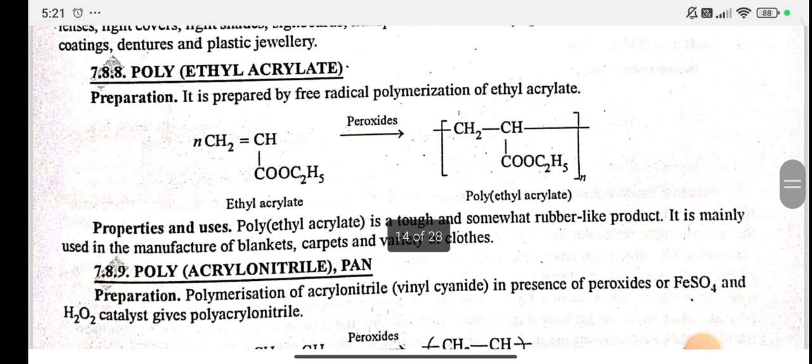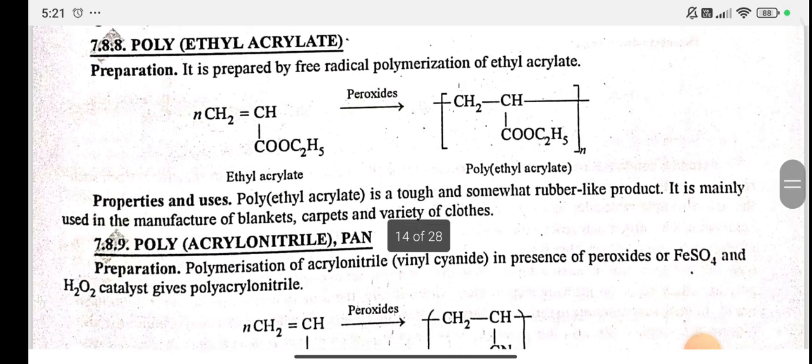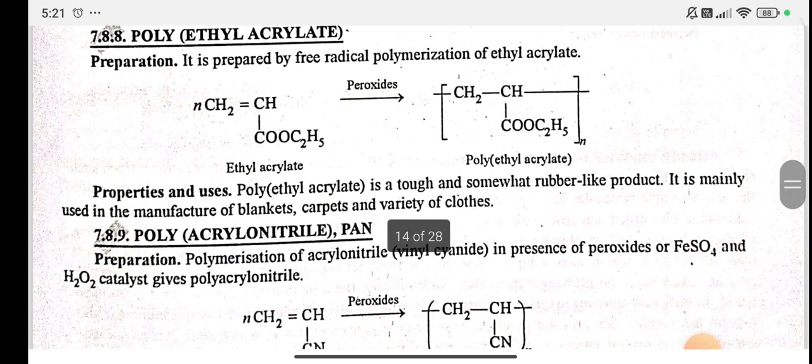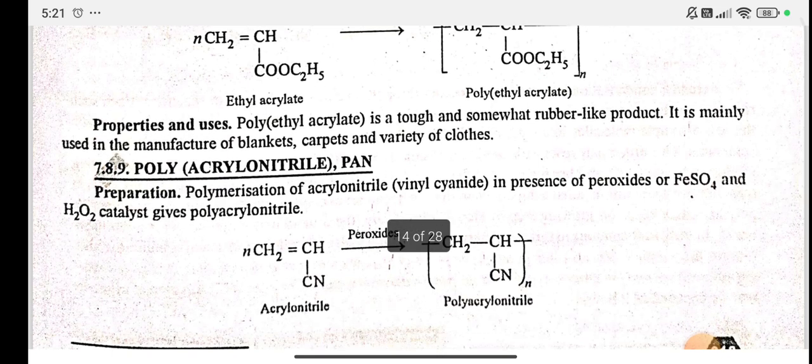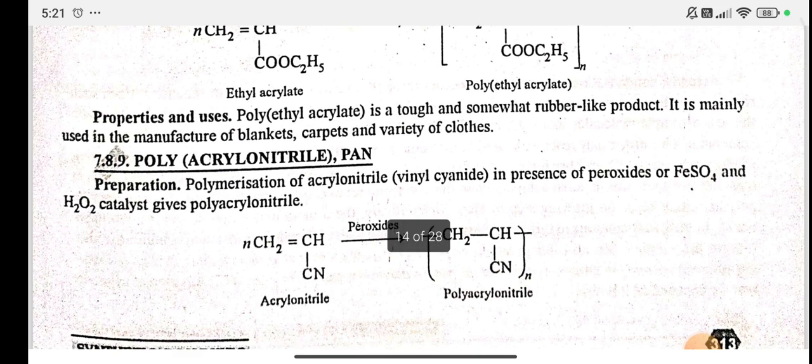Polyethyl acrylate. It is prepared by free radical polymerization of ethyl acrylate. Properties and uses. Polyethyl acrylate is a tough and somewhat rubber-like product. It is mainly used in the manufacture of blankets, carpets, and a variety of clothes.